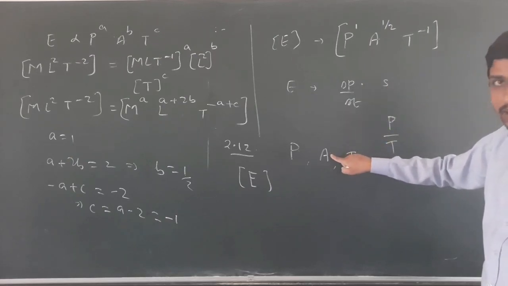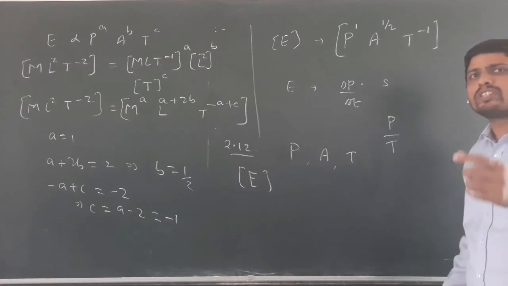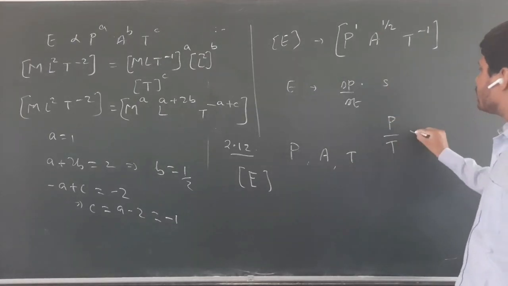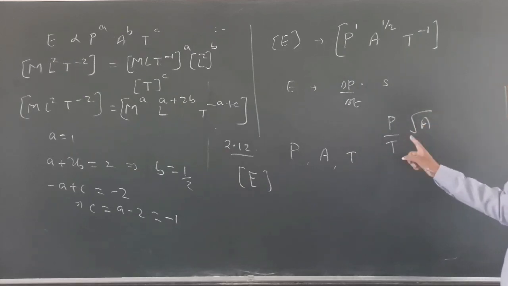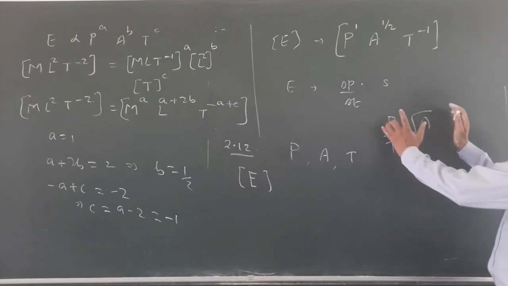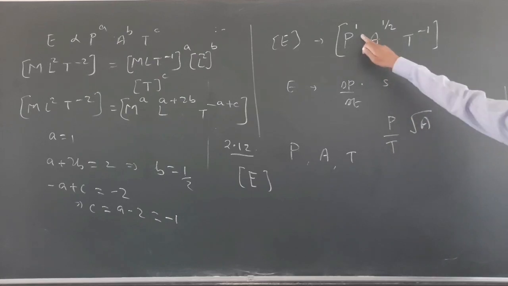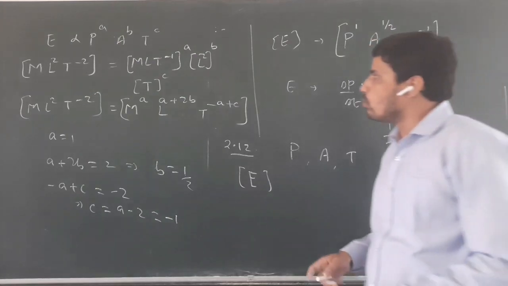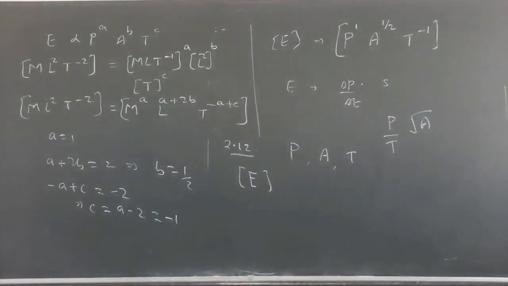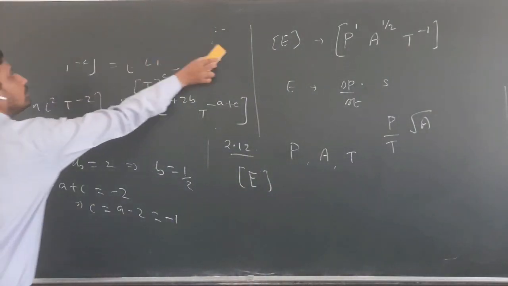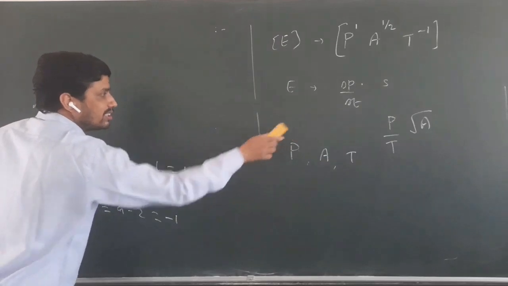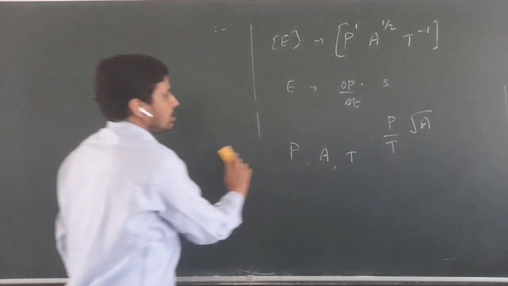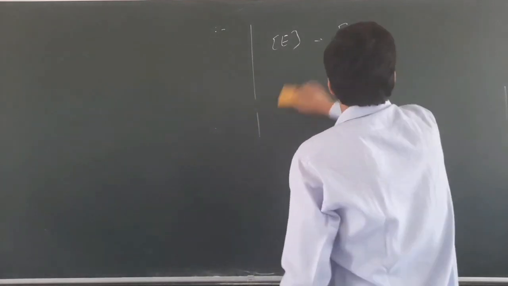And we want to use area. Area has dimension of distance square, length square. So distance will have dimension of root area. So this would be the answer. So using logic, you can write the answer directly. So P to the power 1, A to the power half, and T to the power -1. But it will not always be so easy as in this particular case. So it's better to do it as per the traditional method.